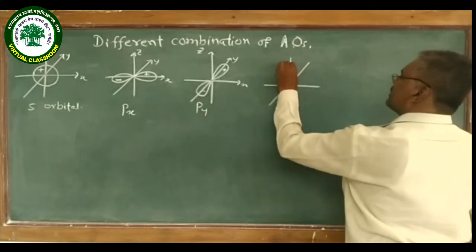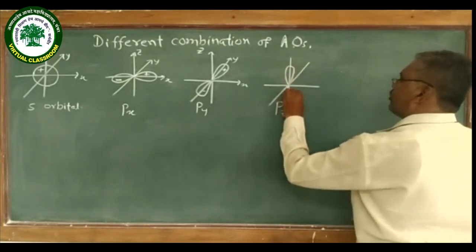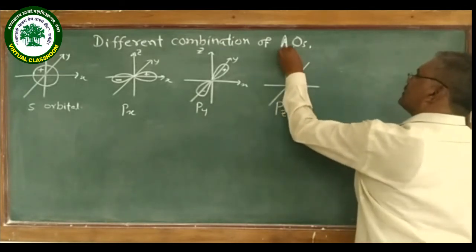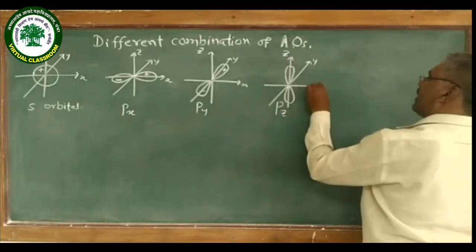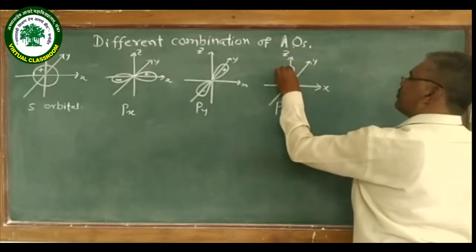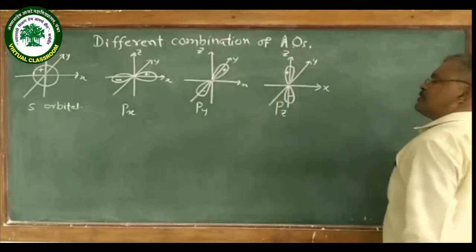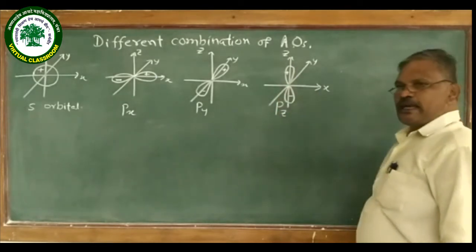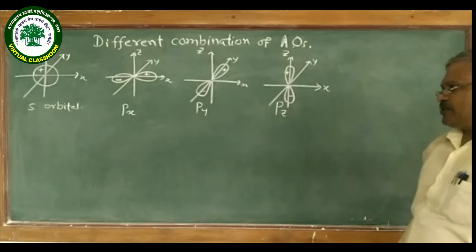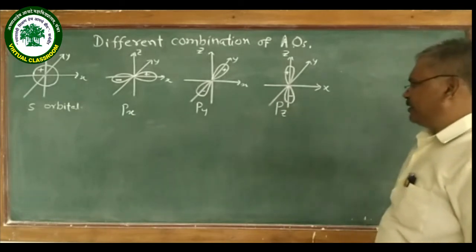So these are the lobes of p orbital along z-axis. This is y-axis, this is x-axis, the positive lobe and negative lobe. So these three types of p orbitals, they have same energy, that is called as degenerate p orbital.